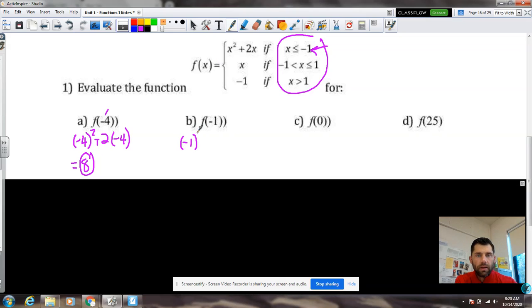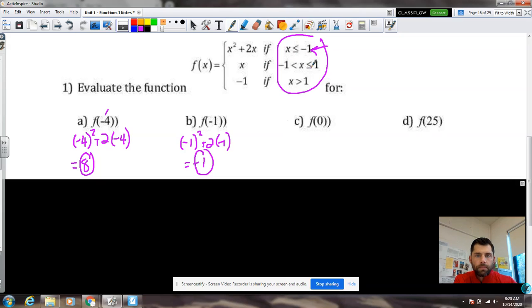I guess I'll write it all out again. Plus 2 times -1. So we have 1 minus 2. So my rule, if I'm looking at f of -1, my rule is x squared plus 2x, and that gives me an output of -1.